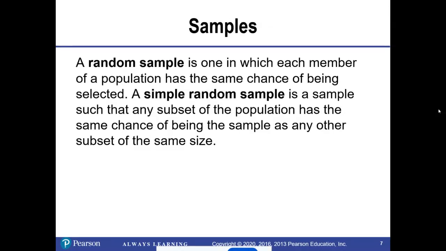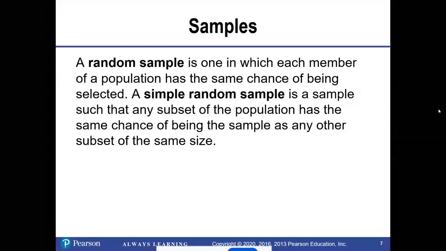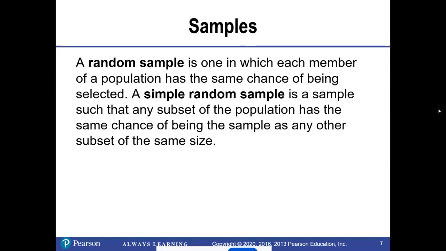So let's talk more about samples. A random sample is one in which each member of a population has the same chance of being selected. A simple random sample is a sample such that any subset of the population has the same chance of being the sample as any other subset of the same size.